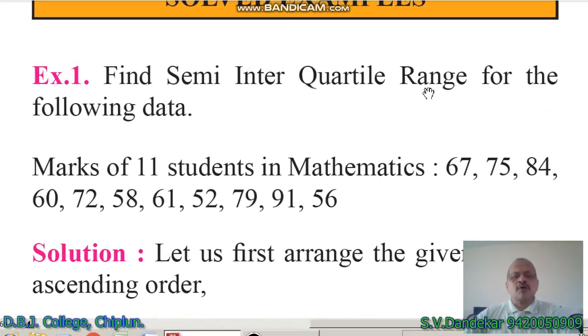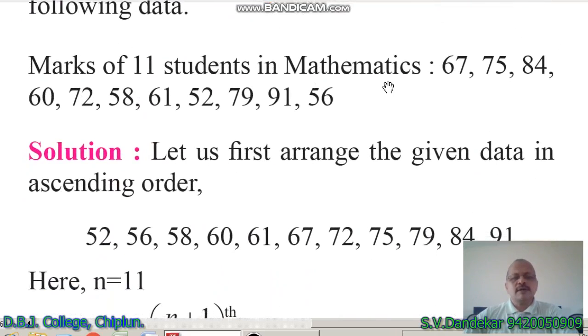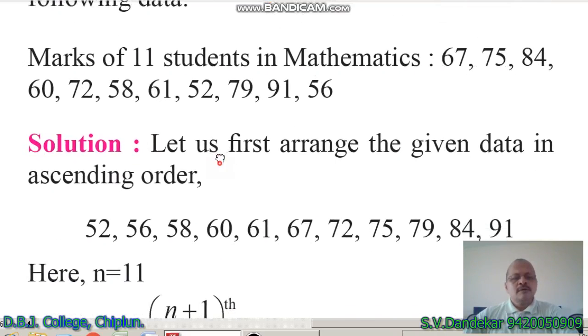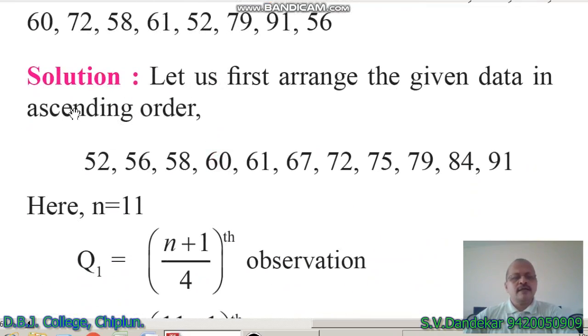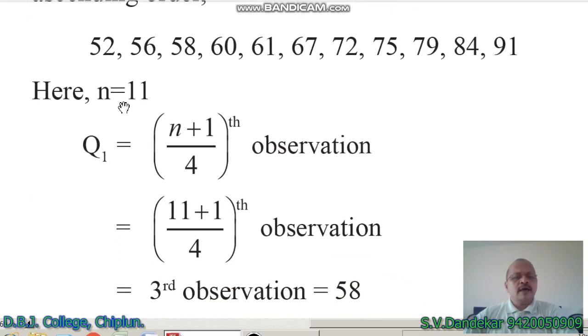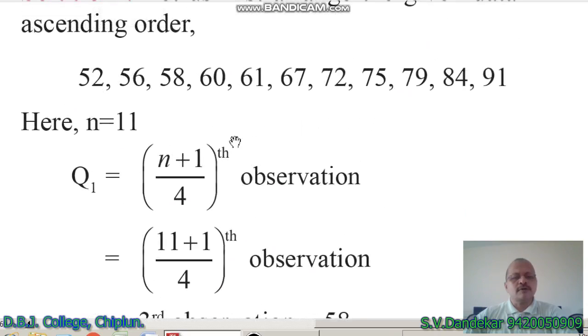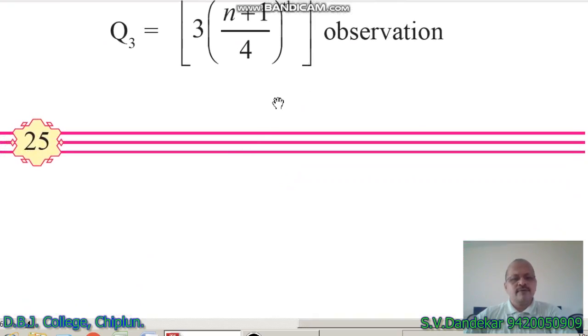Find the semi-interquartile range for the following data. Marks of 11 students in mathematics are given to us. Firstly, arrange the data in ascending order. After arrangement, n is equal to 11, so Q1 is the (n plus 1) upon 4th observation, the third observation, which is 58. Similarly, Q3 will be the ninth observation, which is 75.